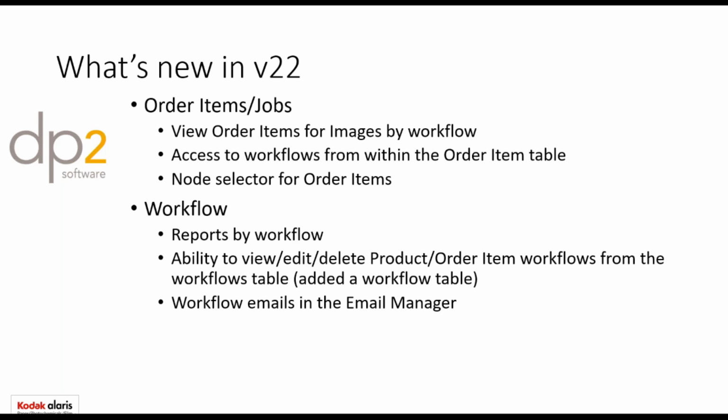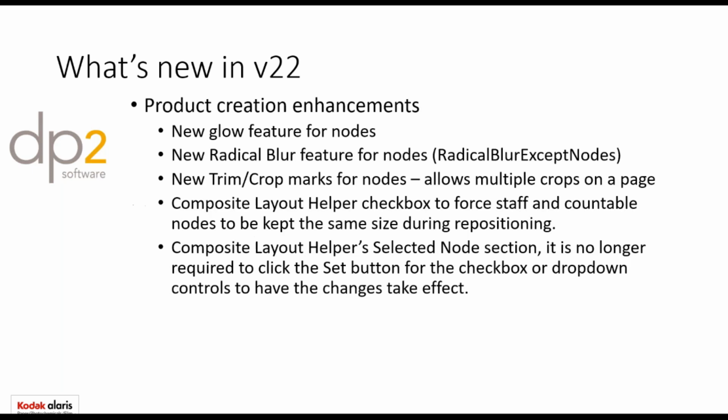The order items and jobs, there's a number of different changes that have been made there to make it easier and more flexible to use workflows. There's a node selector, there's some other things. I'm going to look at reports by workflow. I'm not going to go too far into creating reports or editing reports or the email manager, but I am going to highlight those. I'll take a look at those so that you'll at least be able to see where they are and, you know, take notes, as Kathy said earlier, and write down your questions if you have them.